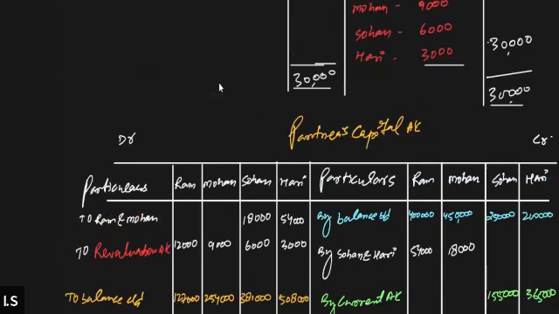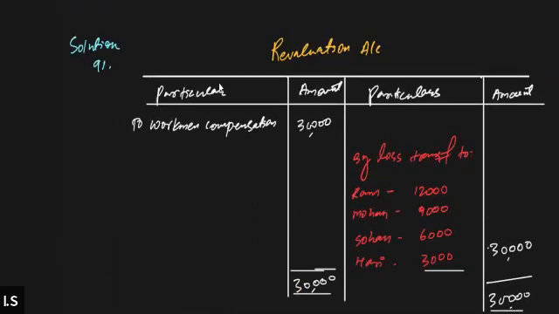Coming back to the revaluation account. Since there are no other items that are required to be recorded in the revaluation account, the entire amount of 30,000 will be considered a loss, right? And this loss needs to be transferred among the partners in the old profit sharing ratio. Since there is no other item, that simply means the debit side of the revaluation account is exceeding the credit side.